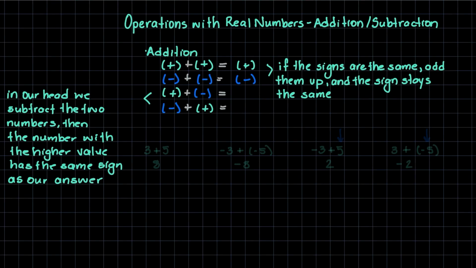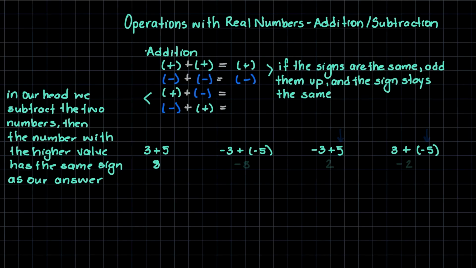Let's quickly put some numbers with these words so we get a general idea of what I'm saying. So let's do 3 plus 5, negative 3 plus negative 5, negative 3 plus 5, and 3 plus negative 5. 3 plus 5 is a standard addition problem. Positive, positive, my answer should be positive. We know 3 plus 5 is 8.